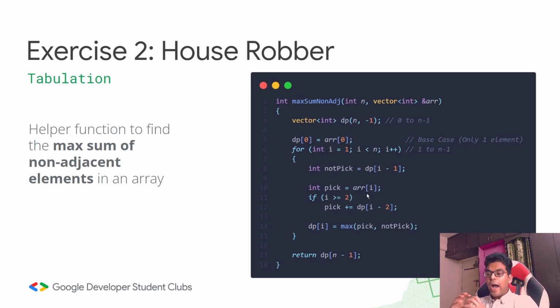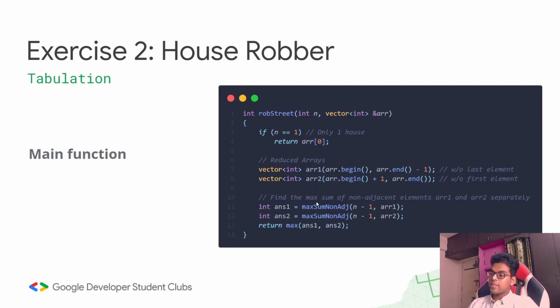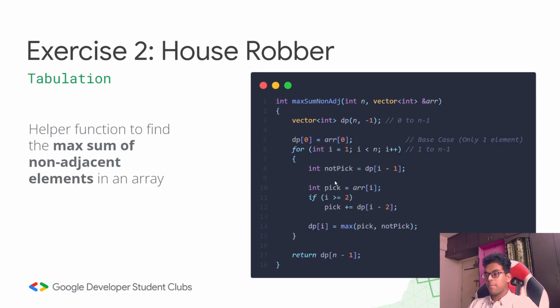So the DP of ith index gives the value of maximum money you can accumulate till that ith house. So naturally, the last house being n minus 1, to complete the filling direction, the final answer will be stored in the n minus 1th index, that is DP n minus 1, and that is returned as the final answer, which is given as answer 1 and answer 2 for ARR1 and ARR2 respectively. And the maximum of these is the final answer, as I had said before.